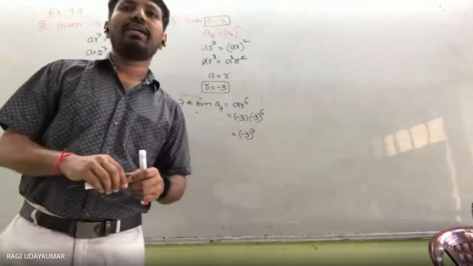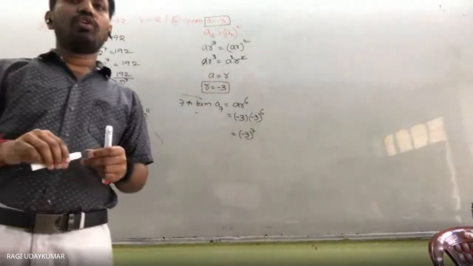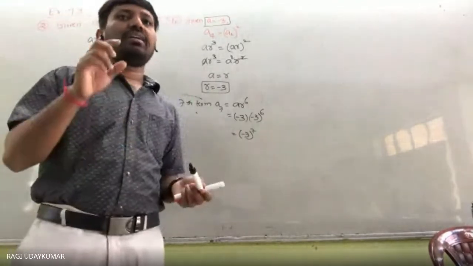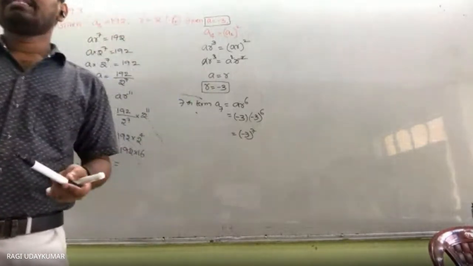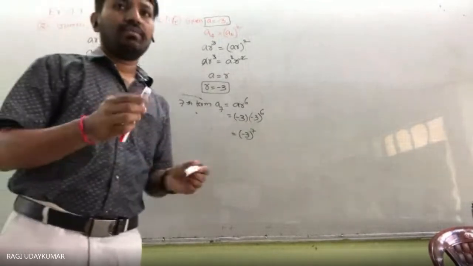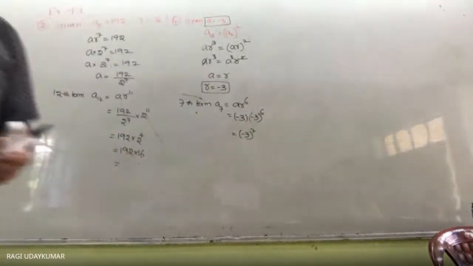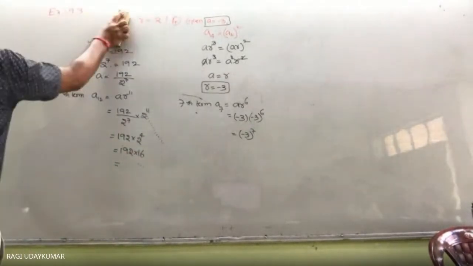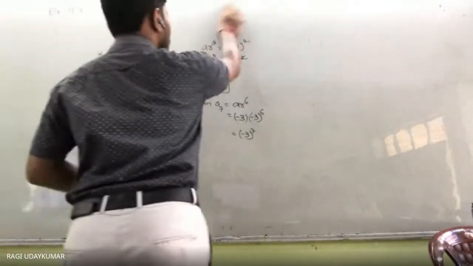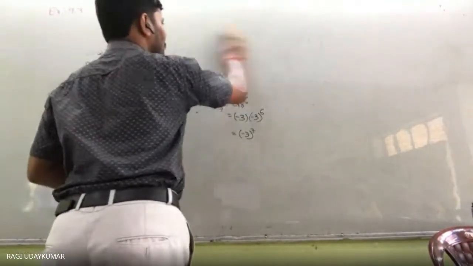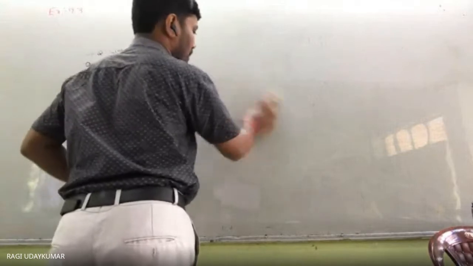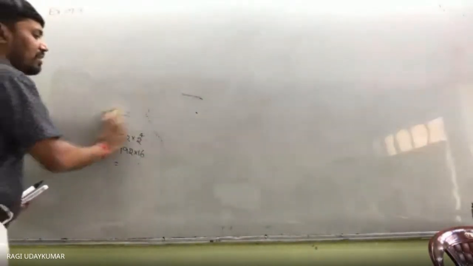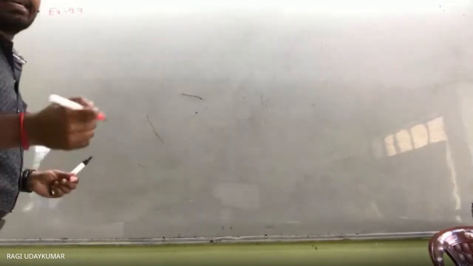Which term of the following sequences, meaning a sequence is given to you. In that sequence, 128 is which term is asked. So like that, every sequence is given to you, and the term number in that sequence is asked. So that means whatever it is asking, we need to consider it as the nth term.